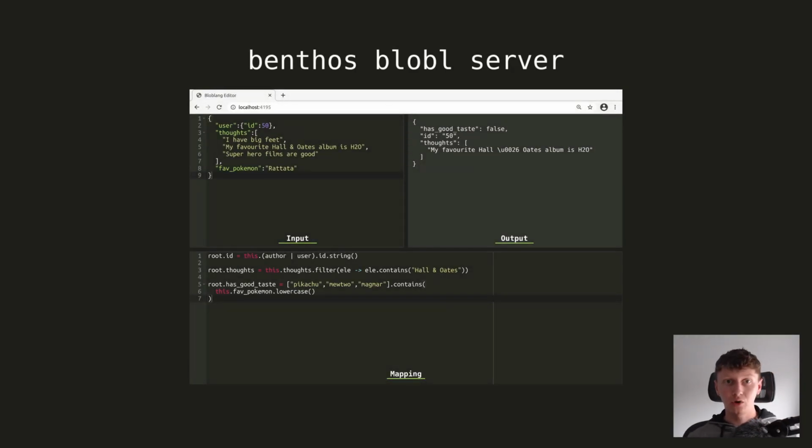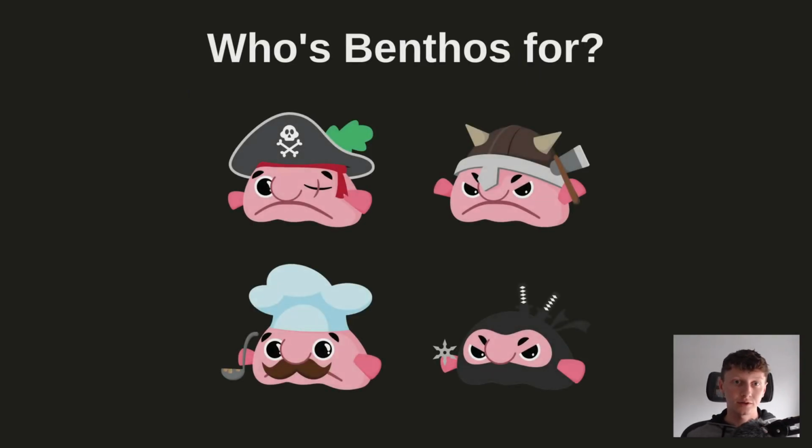There's also a cool command, Benthos blobble server, and what that'll do is it will run Benthos as a kind of web service that hosts an app, and it looks a little bit like this, where you can paste in an input document, start building a mapping, and then you can see a live view of what the result of the mapping is. And you can also use this to edit existing mappings and things, so it's quite convenient.